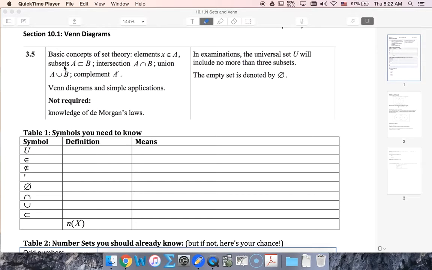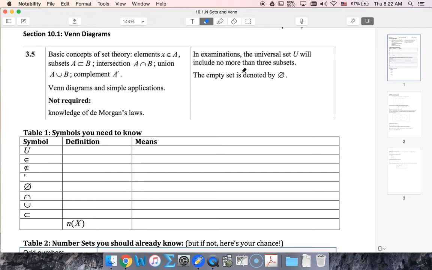Hello students, Ms. Slyman here, and we're into section 3.5 in our syllabus. So what we're going to look at today is Venn diagrams. What we are required to know from our syllabus is the basic concepts of set theory. So elements, subsets, intersection, unions, and complements.